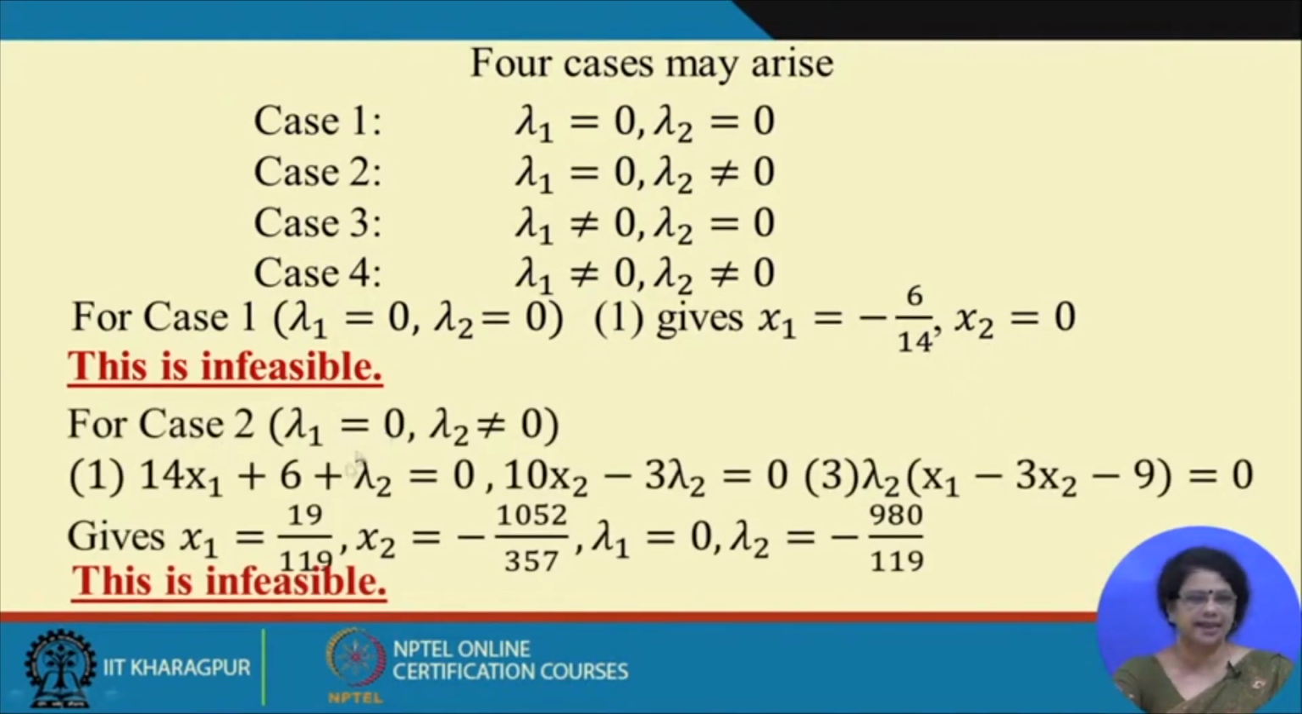Now, let us consider the second case, lambda 1 equal to 0 and lambda 2 not equal to 0. If we substitute in all the equations, we get 3 equations and 3 unknowns. From there we get x1 equal to this, x2 equal to this, lambda 1 0 and lambda 2 this. Then again we can see that x2 is a negative value, which violates the feasibility conditions, that is, the decision variables must be non-negative. The non-negativity constraint is being violated, so this is an infeasible solution.